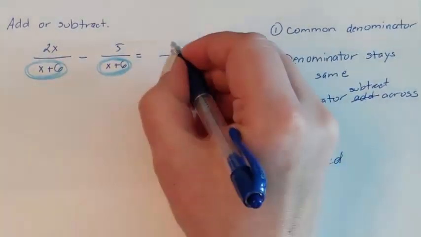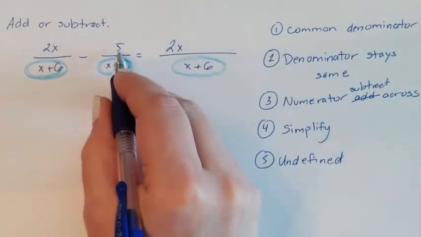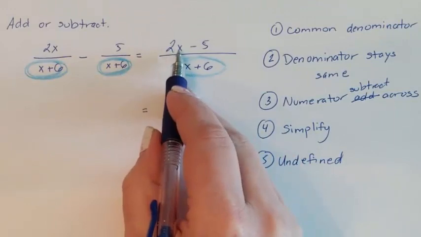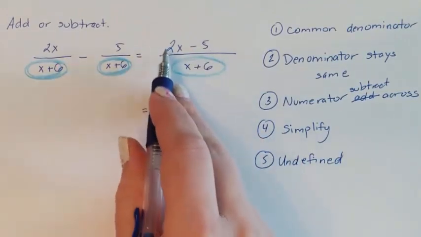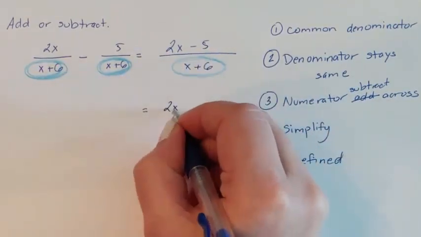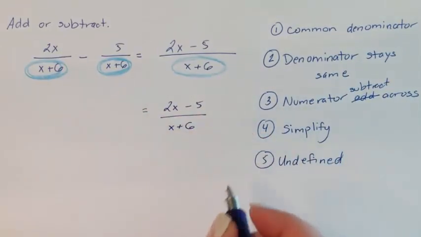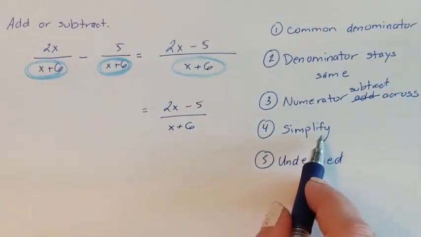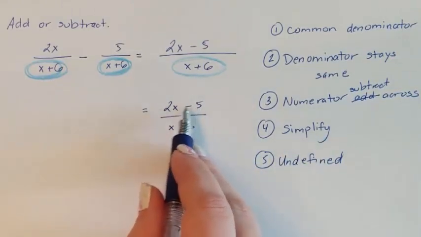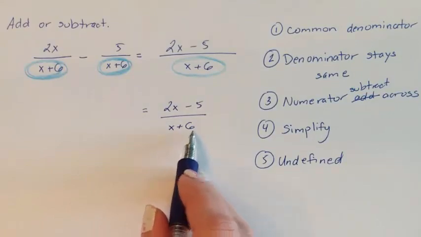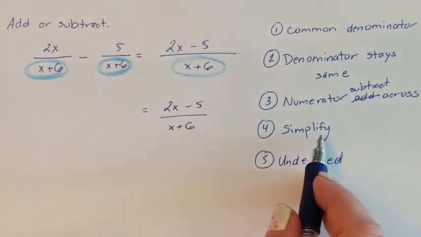So I have a 2x. Here's my 2x. And now I'm supposed to subtract this. So I'm subtracting my 5. So I have a 2x minus 5 in the numerator. And there is no way to rewrite that. So it is 2x minus 5. I have an x plus 6 in the denominator. There's no way to combine like terms in that. Simplifying. I need to see if there's a GCF in the numerator. There is not. There is not a GCF in the denominator. Nothing in the numerator matches anything in the denominator, so there is nothing to simplify.